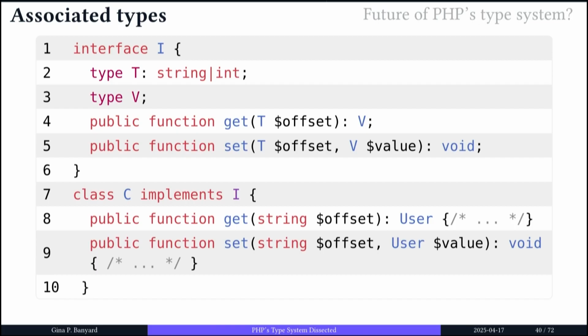So we get this in what I call associated types, where you define that your interface has these types within itself, and the signature says you can use whatever offset you want. Here I constrain it to be either a string or an integer, and you return any sort of value. Then any concrete implementation will say that the offsets must be strings and the values are users. So I have a list of users, for example, or a database storage of users.